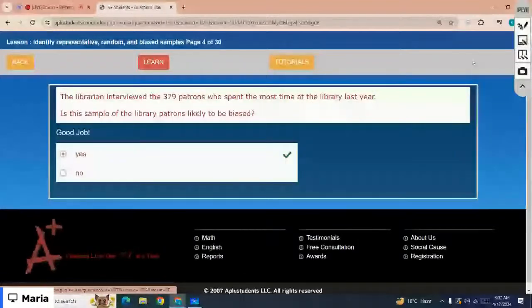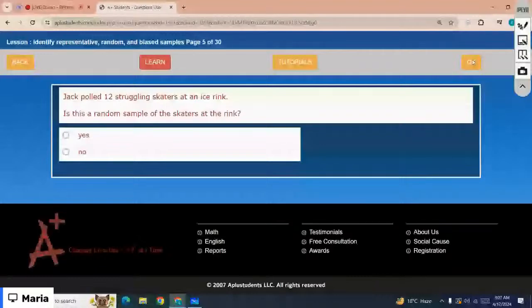Jack pulled 12 struggling skaters at an ice rink. Is this a random sample of the skaters at the rink?